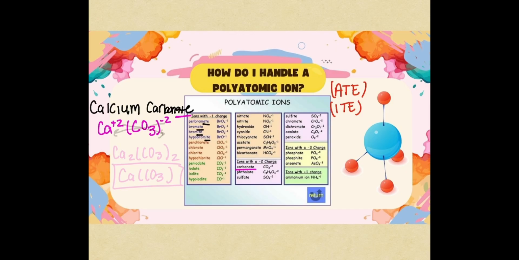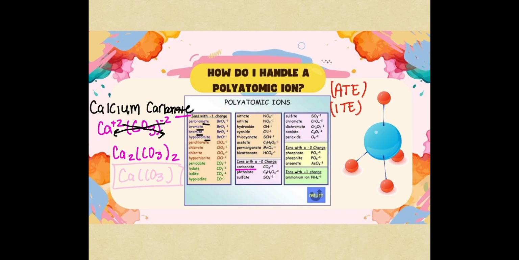So I'm going to go ahead and write my arrows. I hope the arrows aren't confusing. I'm just using them as a tool for you to visually see where that number should go. Once I swap and drop, my formula should be Ca2(CO3)2, with the 2 on the outside of the parentheses.